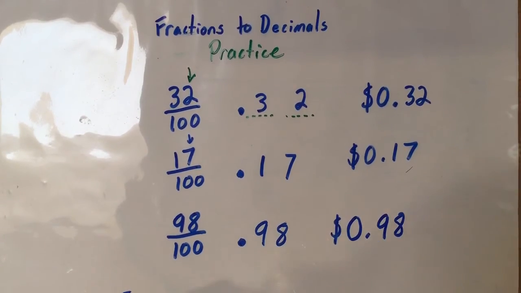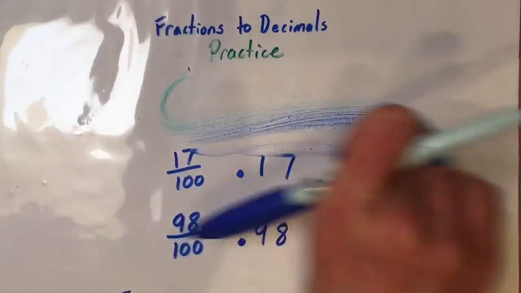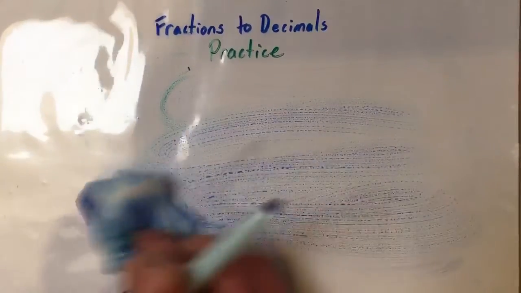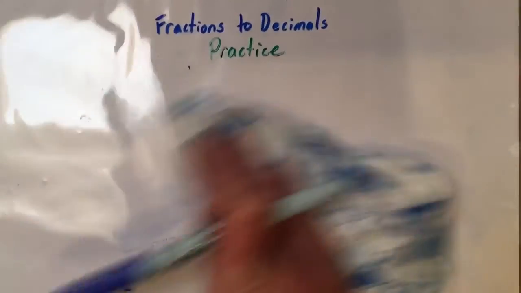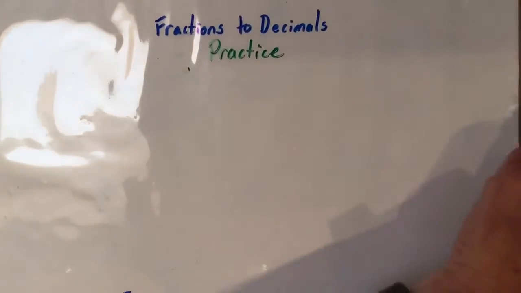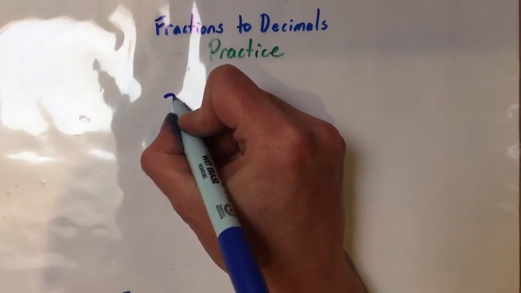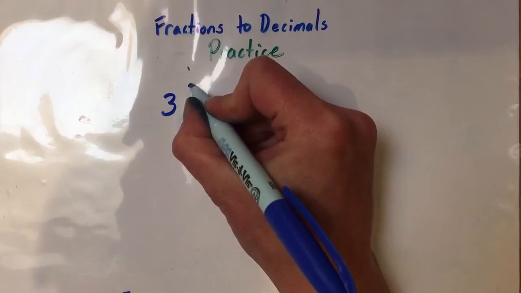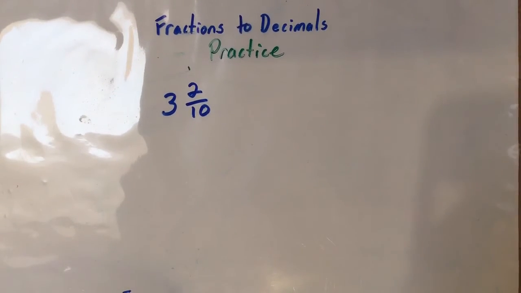All right, I'm going to give you a couple challenge problems. So let's see if I can trick you on the challenge problems. This will be our last set of practice problems for the day. Okay, so we're going to start with 3 and 2 tenths. Can you write 3 and 2 tenths as a decimal?